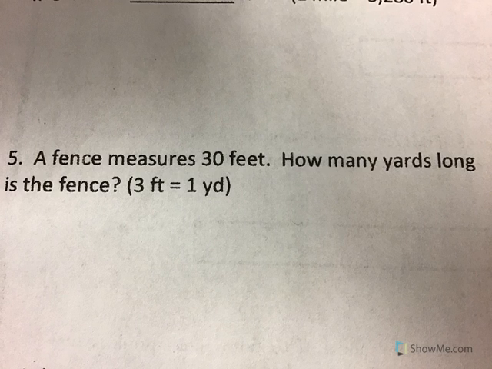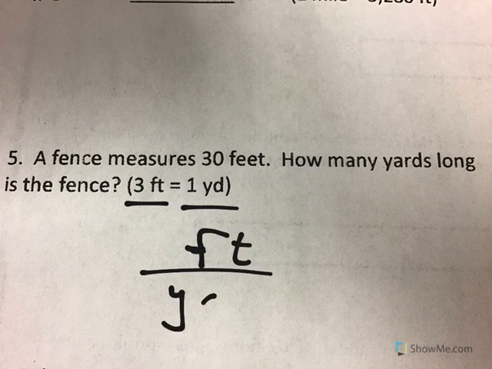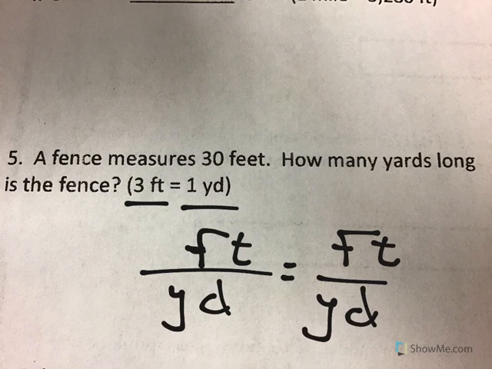So as I look at number 5, I know I'm comparing feet to yards. So I'm going to go ahead and set up my proportion, feet over yards, and I'm going to set it equal to the same thing, feet over yards. Now when I look at this, I know the basic conversion is there's 3 feet, 1 yard, and now I want to find out if I have 30 feet, well here's feet, I want to find out how many yards.